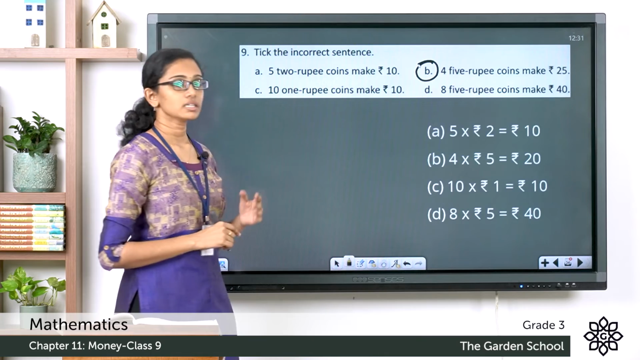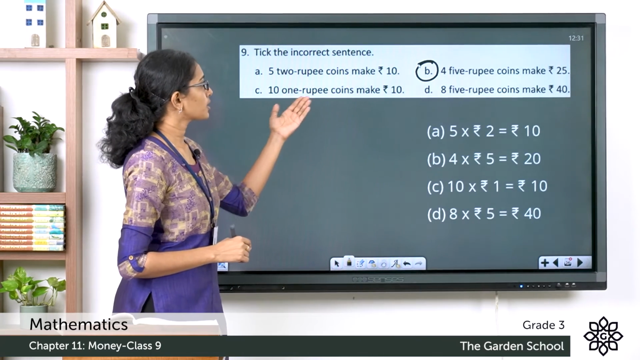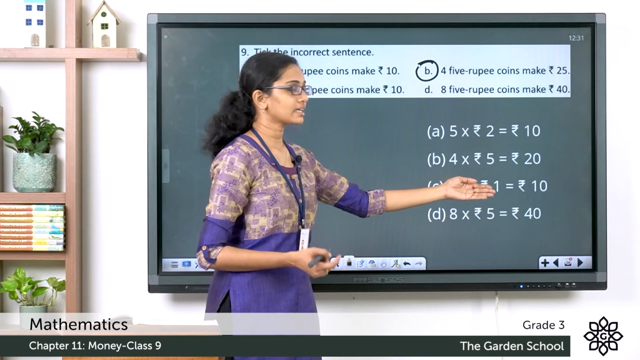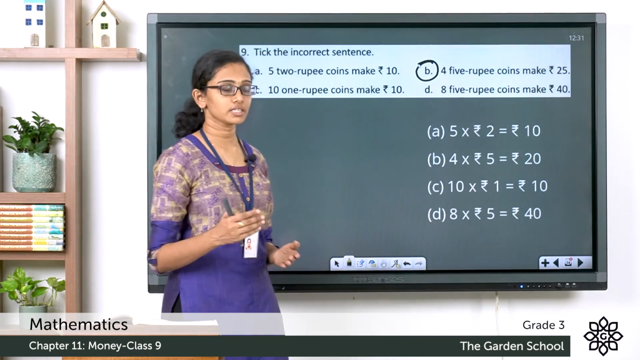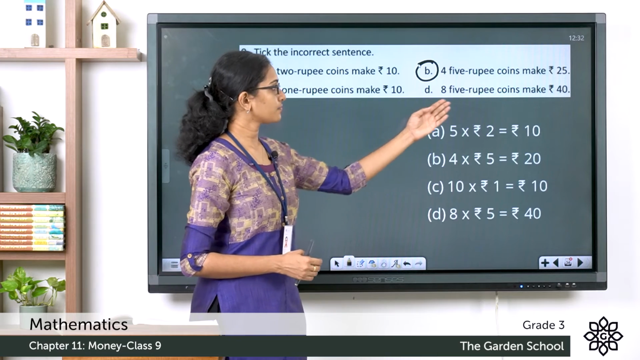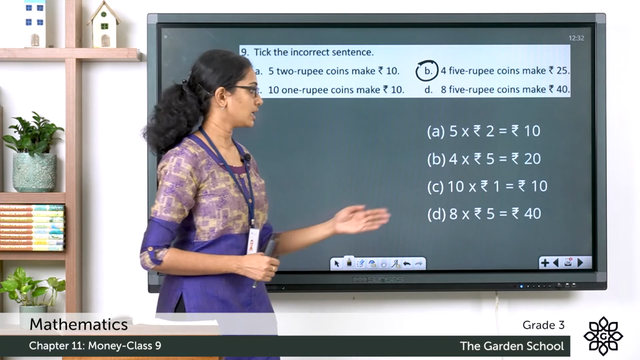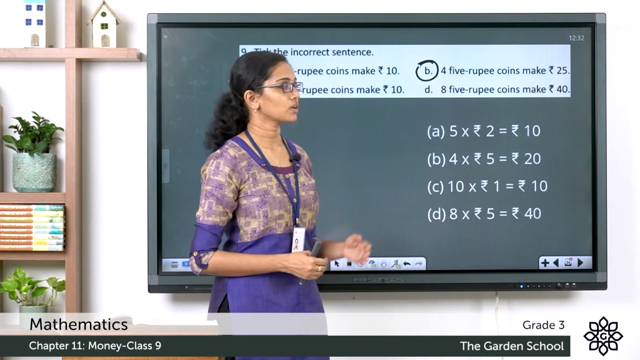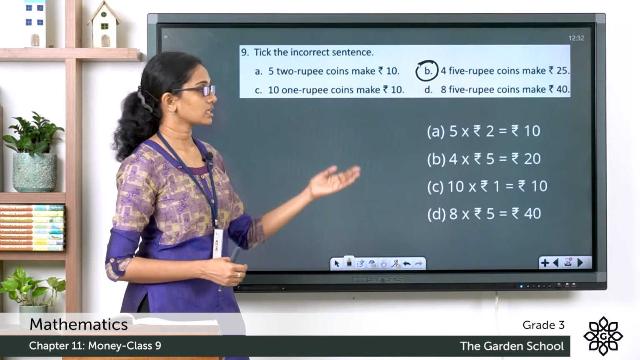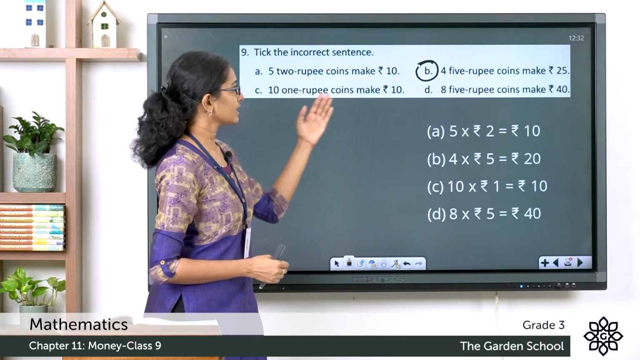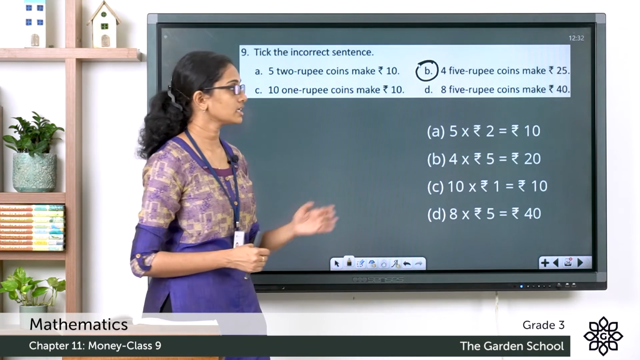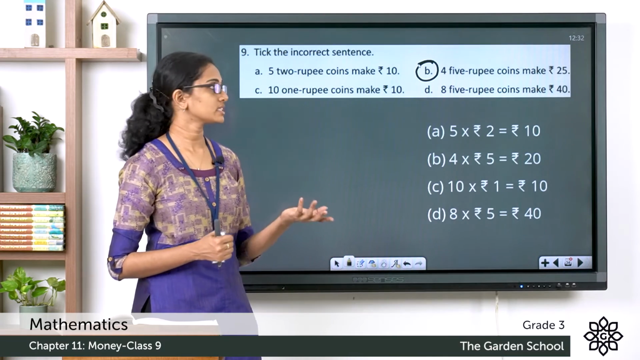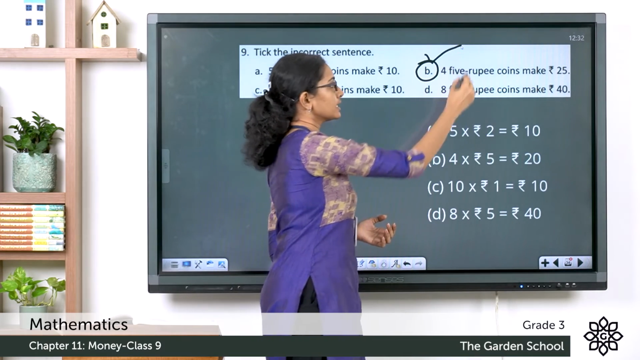Now let's go through the third one. 10 1 rupee coins make rupees 10. Let's see. 10 into 1 rupee, that is equal to 10 rupee itself. So that sentence is correct. Now the last one, 8 5 rupee coins make rupees 40. 8 into 5 rupee coins is equal to a total amount of 40 itself. So all the sentences, sentence A, sentence C and sentence D are correct sentences, while sentence B is incorrect. So sentence B is the sentence that should be ticked.